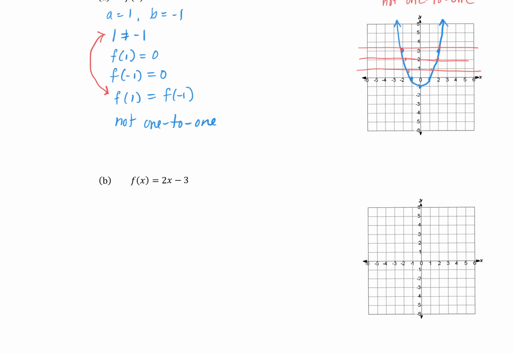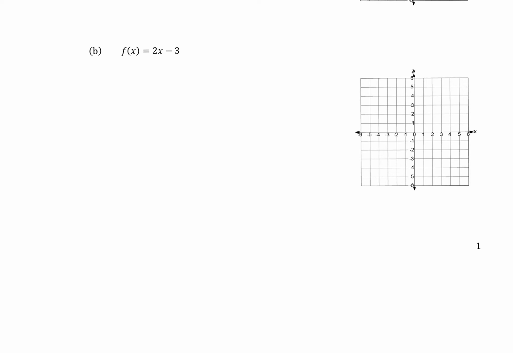Let's try that again with another function. In part B, we have f of x equal to 2x minus 3. I know that graph is going to be a slanted line, and in fact, I know that it will pass the horizontal line test. So I know it is 1-to-1. I can go ahead and use the alternate version to show 1-to-1. But again, if you're not sure, graph the function first.